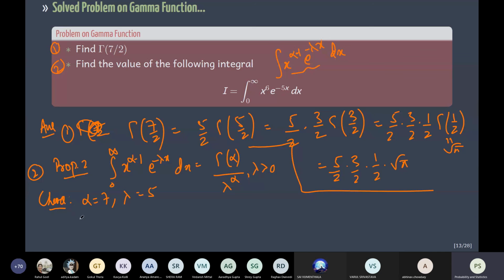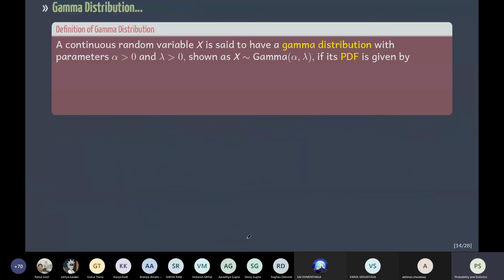So with that we have exactly this form, and this will give us I equals gamma 7 by lambda to the alpha, right? So this is 5 to the 7. Gamma 7 is an integer, so this is 6 factorial. Gamma n is n minus 1 factorial. So 5 to the 7. So these were the solved examples of gamma.